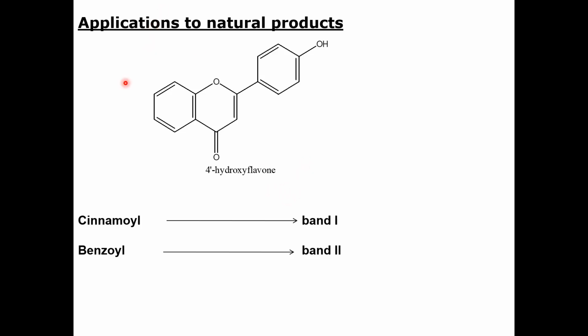These flavonoid molecules usually have two bands: a long wavelength band 1, that is due to the cinnamoyl ring system, the double bond, the unsaturation and the carbonyl. We have also a short wavelength band, band 2, which is due to the presence of the benzoyl ring system.